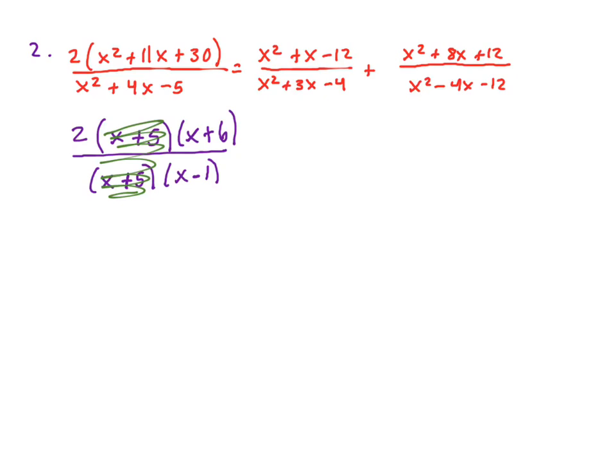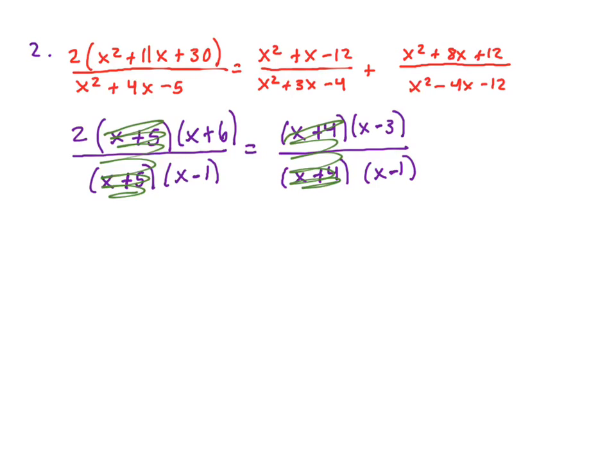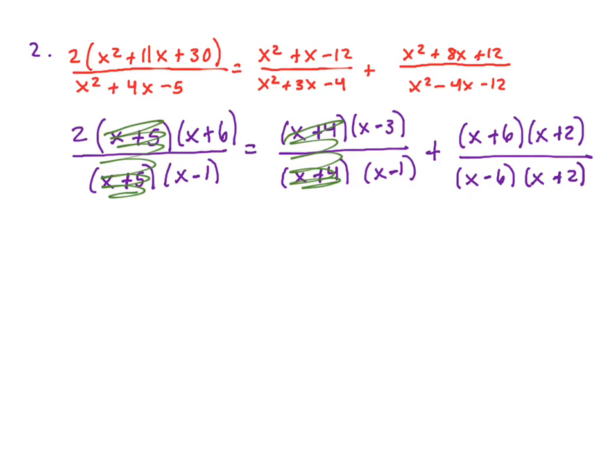And then we have equals (x + 4)(x - 3) over (x + 4)(x - 1). So these are going to cancel out. And then we have plus (x + 6)(x + 2) over (x - 6)(x + 2). So these can cancel out also.